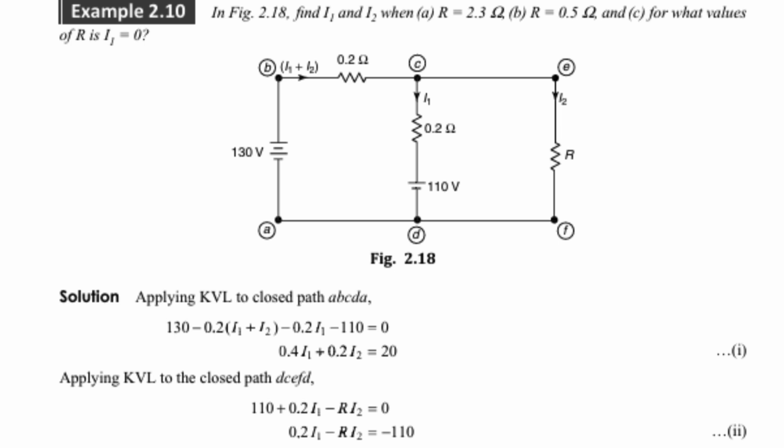Applying KVL to closed path ABCDA. 130 02 110 0. 04 02 20. 121. 12. Minus 0 minus 2 1 equals 2. 22.0 minus 0. 0.410. II1 plus 1 I11.